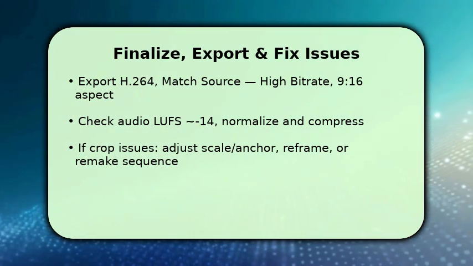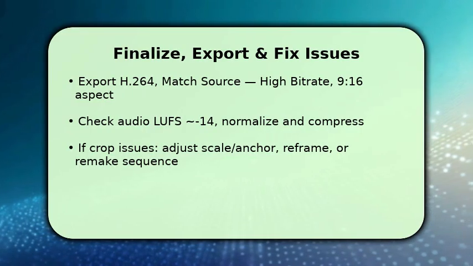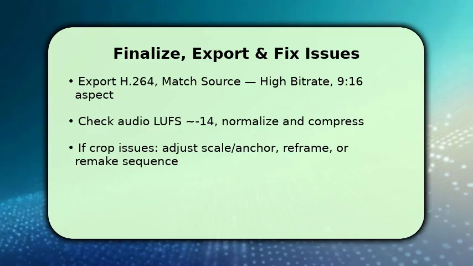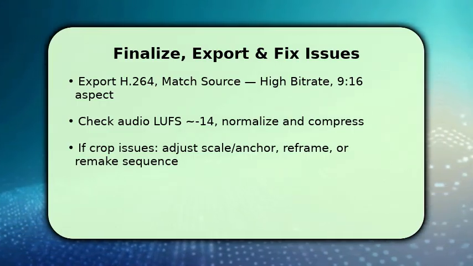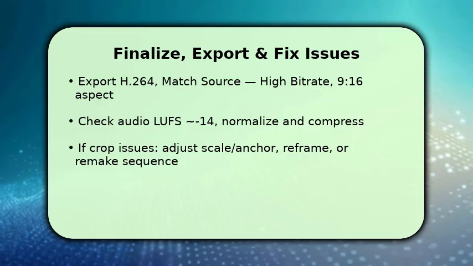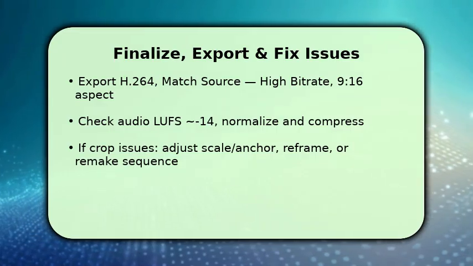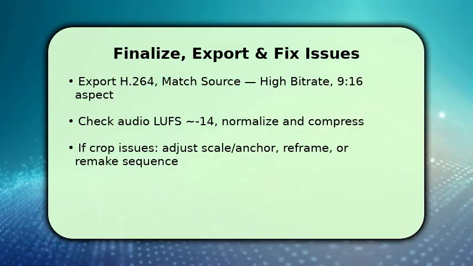Finish by polishing audio. Normalize, compress lightly, and target around -14 LUFS for platforms. For export, choose H.264, set frame size to 1080 by 1920, and use a high bitrate preset or custom VBR2 pass to preserve sharpness. Name and metadata appropriately, then test the file on your phone.